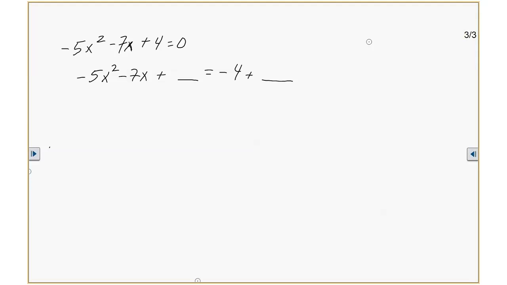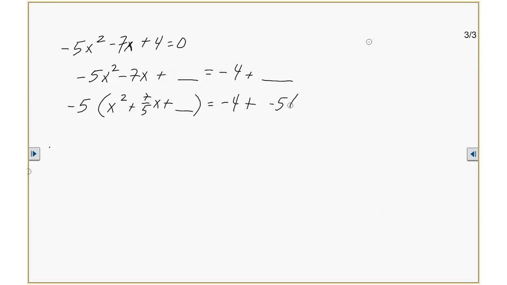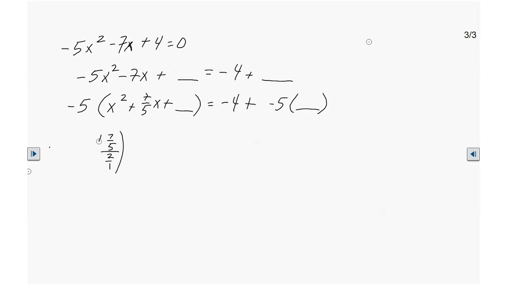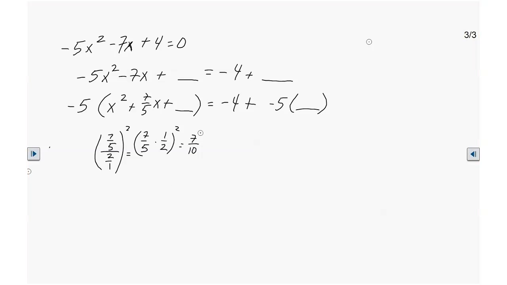And what are we going to factor out? X squared plus what? 7/5 x plus blank is equal to negative 4 plus negative 5 times 1. 7/5 divided by 2 over 1 is equal to 7/5 multiplied by what? 1/2, which is equal to 7 over 10 squared, which is 49 over what?